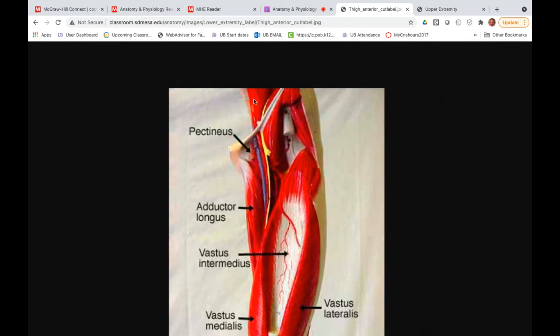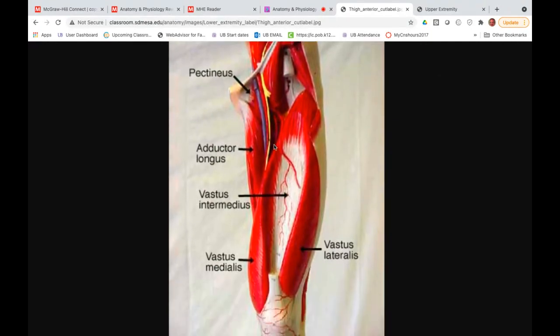This is psoas major, this is iliacus, where they travel underneath the inguinal ligament. They insert on the lesser trochanter as the iliopsoas. There's your adductor longus, that's the groin pull muscle, and superior to it is the pectineus. They're both adductors. Pectineus is pretty short. Adductor longus, pretty long.